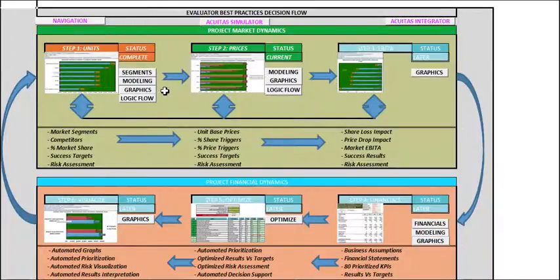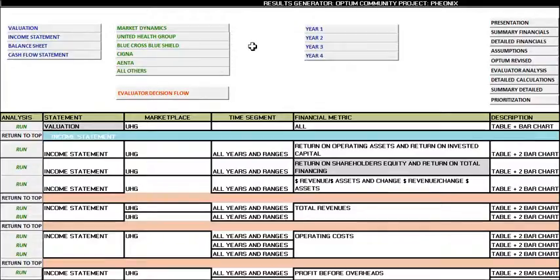Clicking on the Graphical navigation button takes us to the home screen of the Evaluator Graphical Decision Support module. The home screen of the Graphical Decision Support module provides access to all of the automatically generated graphics and intelligent decision support tables for all steps in the Best Practices decision flow. Clicking on the Market Dynamics navigation button takes us to the section of the screen that provides access to all of the graphics for Step 1.